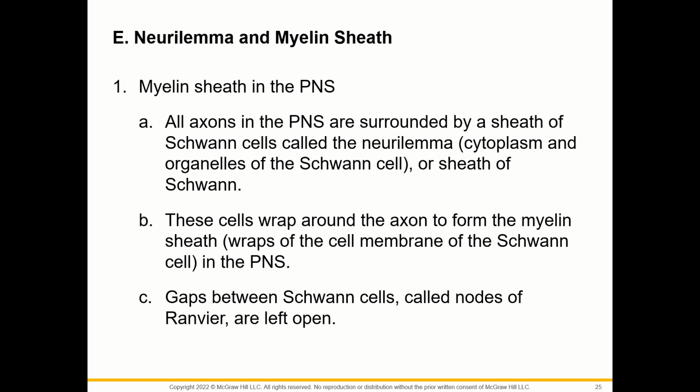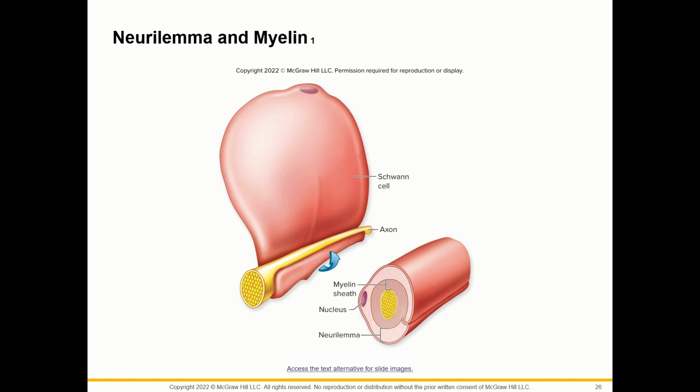So let's go to B here, where it says these cells wrap around the axon to form the myelin sheath, wraps of the cell membrane of the Schwann cell in the peripheral nervous system, and the gaps between the Schwann cells are called nodes of Ranvier, are left open because that's where the action potentials are going to be propagated. It looks like a tongue here that's kind of cute. And this is figure 7.6. And it's going to be this flattened, cool cell.